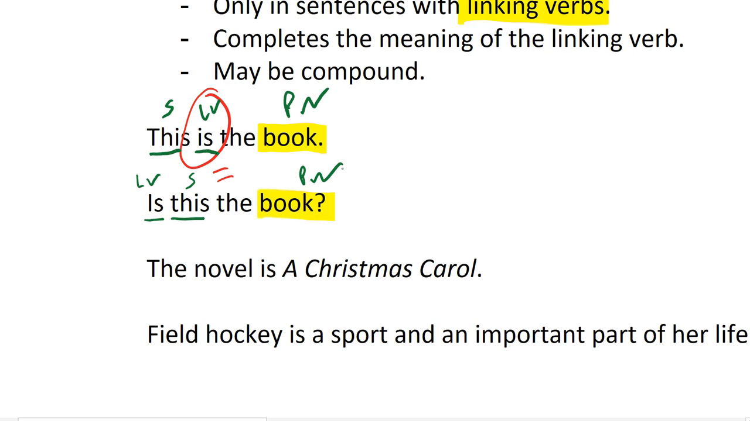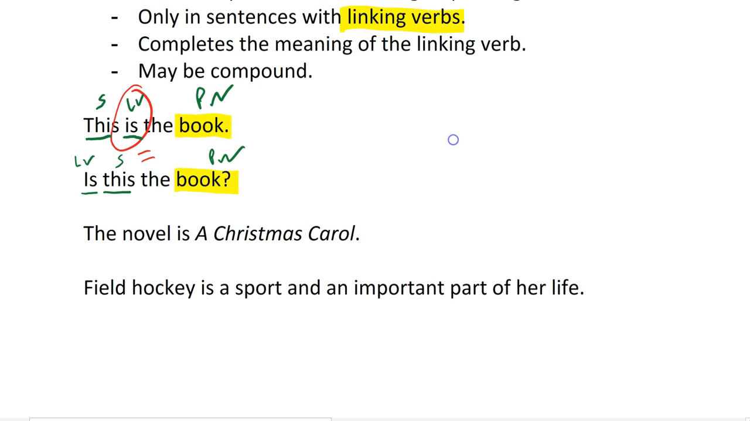Now, as said earlier, a predicate nominative could be a word group. And in this case, we have a word group in the third sentence. The novel is A Christmas Carol. Novel is your subject. Again, is your linking verb. And then A Christmas Carol, the title, is your predicate nominative.